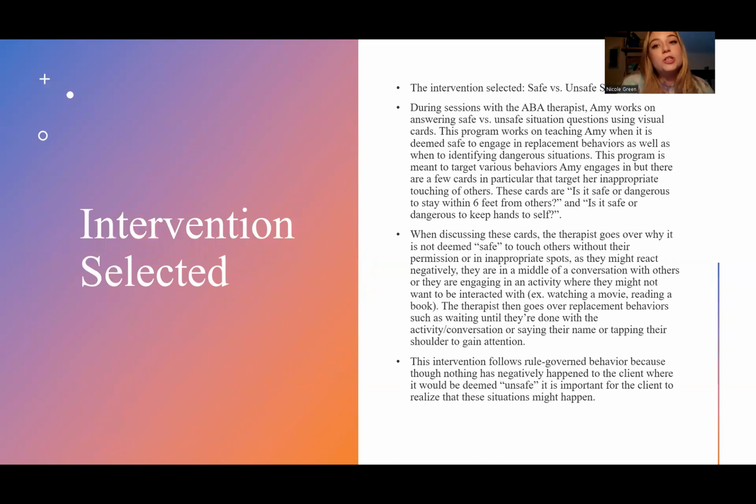For Amy, the intervention selected is safe versus unsafe situation cards. During sessions with the ABA therapist, Amy works on answering safe versus unsafe situation questions using visual cards. This program works on teaching Amy when it is deemed safe to engage in replacement behaviors, as well as when to identify dangerous situations. This program is meant to target various behaviors Amy engages in, but there are a few cards in particular that target her inappropriate touching of others.